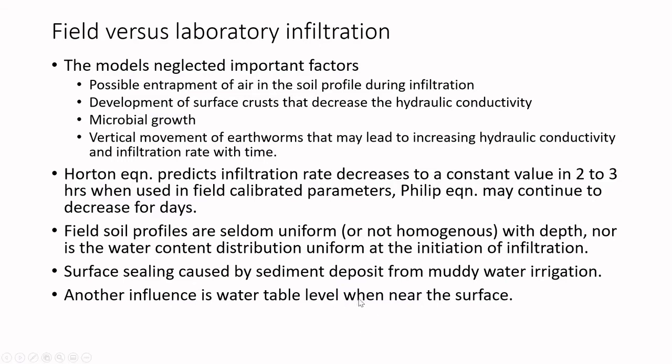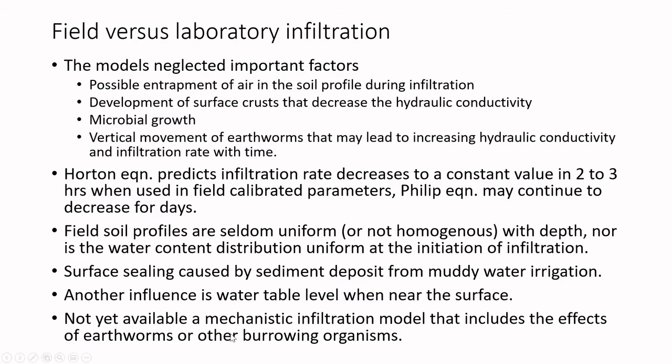Another influence is the water table when it is near the surface, right? The water table can rise and fall. So at a certain period of time, the water table can actually rise to the surface of the soil, and of course, because of that, it alters the infiltration process. So when the water table is very near to the surface, it changes the water infiltration into the soil. There is not yet a viable mechanistic infiltration model that includes the effects of earthworms and other burrowing organisms. Earthworm, as I mentioned, can create a tortuous path in the soil. Other burrowing organisms, for example, are ants and termites.